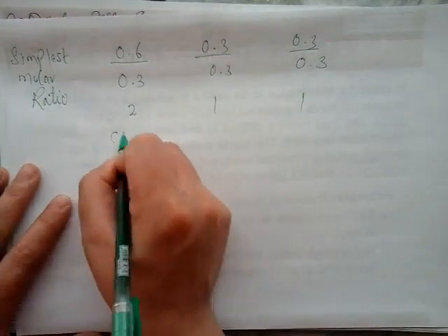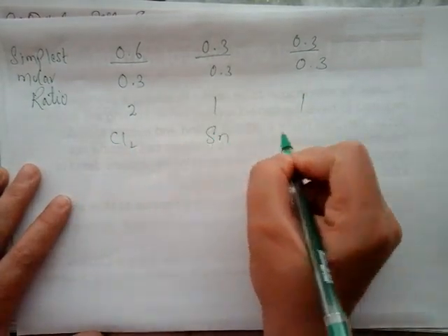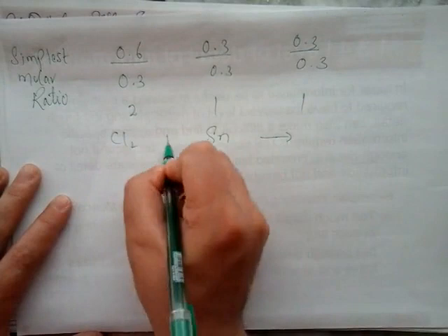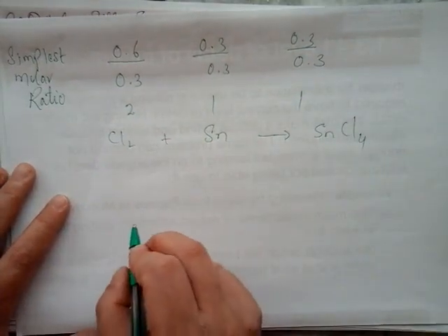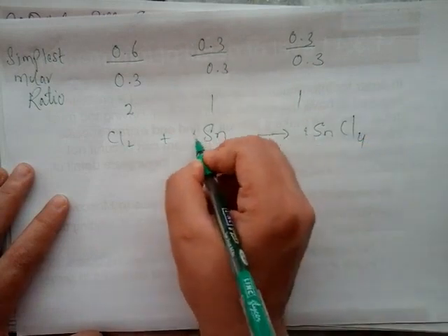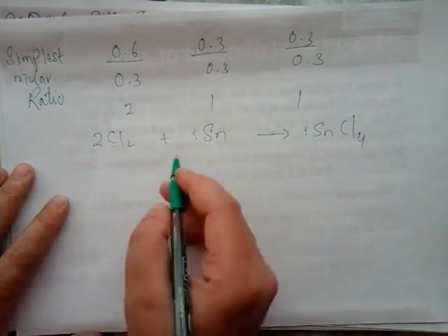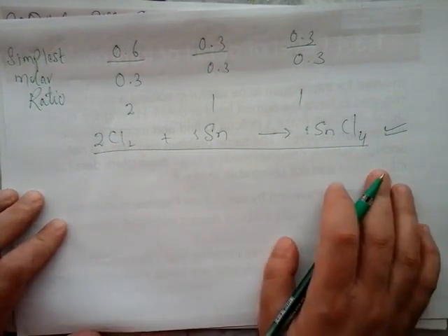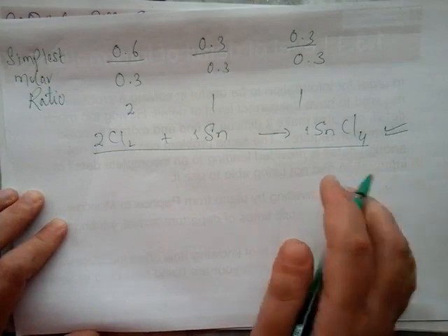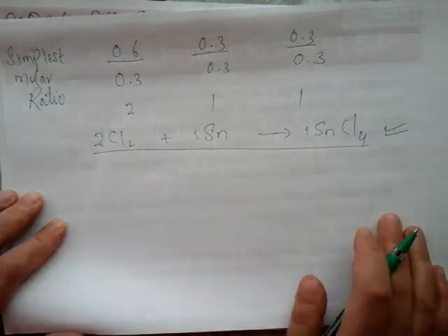Okay, so here it was chlorine, here it was stannic, and stannic tetrachloride. So 1, 1 and 2, and the equation is balanced. We have calculated the stoichiometry of the reaction. We have balanced the chemical reaction through its mass.